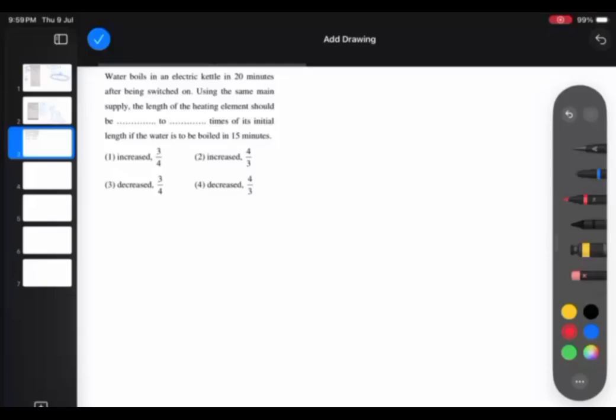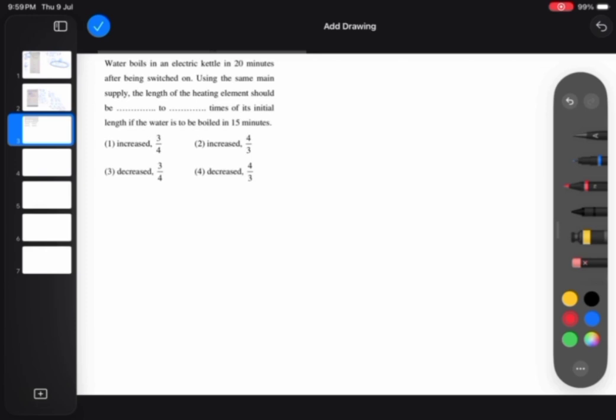In today's video, we will be solving an important question from the chapter Current Electricity. So let's start. The question is, water boils in an electric kettle in 20 minutes after being switched on. Using the same main supply, the length of the heating element should be dash to dash times of its initial length if the water is to be boiled in 15 minutes.